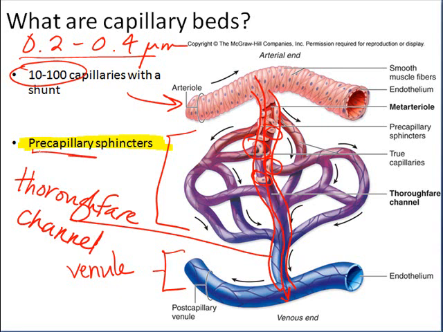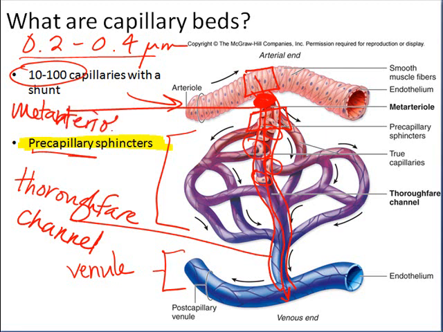Now, the region of the connection point between the arteriole here and the thoroughfare channel here is a little segment of vessel right here called the metarteriole. Metarteriole. There we go. And the job of the metarteriole is to simply connect an arteriole with the thoroughfare channel.